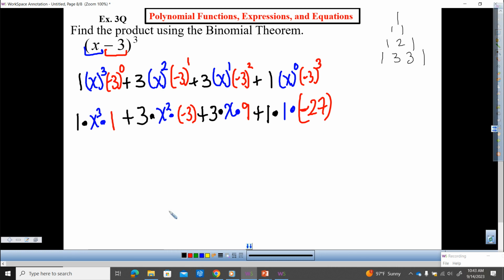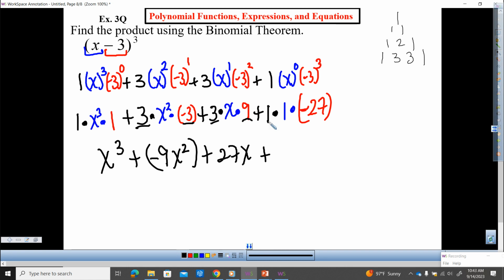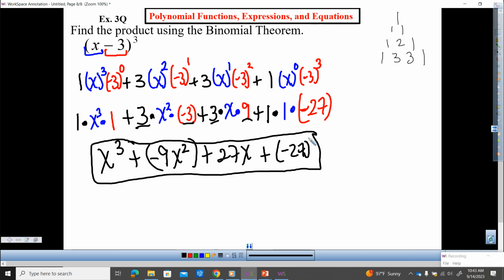And last but not least, we multiply out all the terms. What is 1 times 1? 1 times x cubed, that's x cubed, plus what is 3 times negative 3? Negative 9, bring down the x squared, plus, what is 3 times 9? 27, bring down the x. What is 1 times 1? 1 times negative 27, negative 27. Let's go, Brandon. From 1 to 5, how comfortable are you with these? Okay, 4 5s, 4 5s, okay.